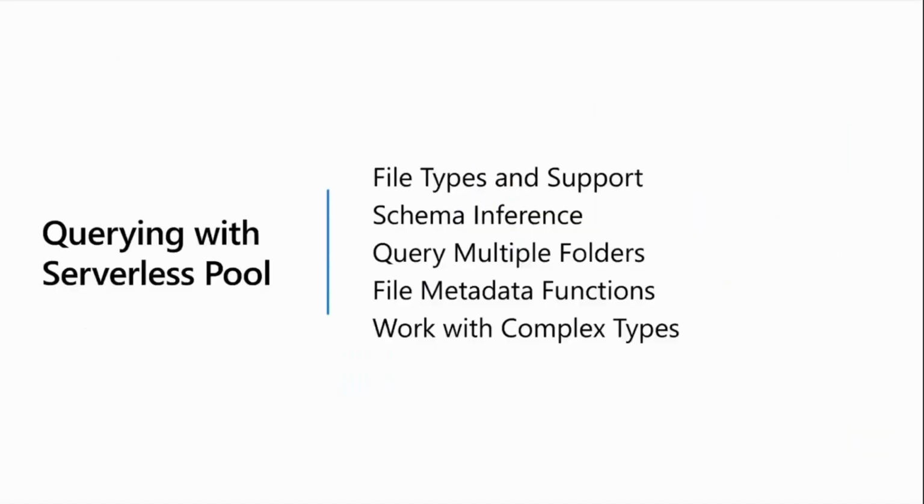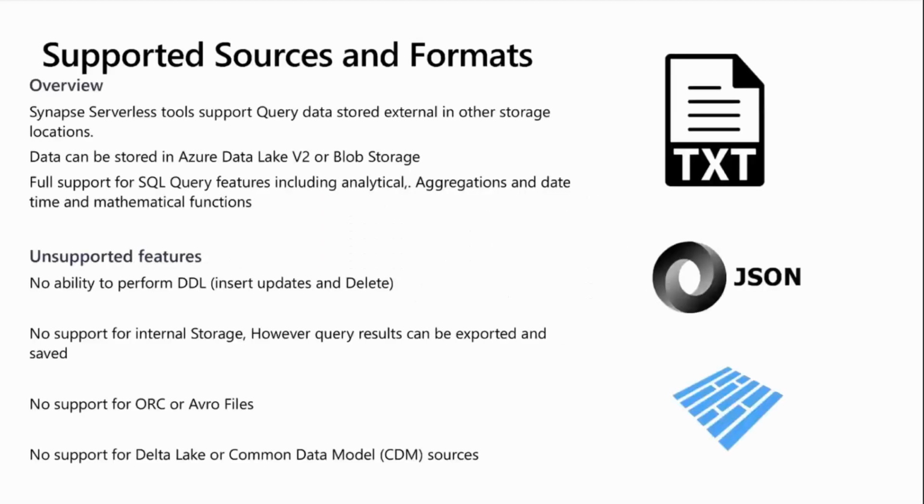So let's look at some of the file types and different functions that are available to us in serverless. Right now, there are 3 supported formats: text files, JSON files, and Parquet files. There's no ability to perform any DDL because the data isn't stored inside of a SQL engine of any type. It's all stored in the file system. Now I can read in a file, do some manipulation, and write that result back out. So I can update, modify, and transform the data, but I can't do DDL from SQL.